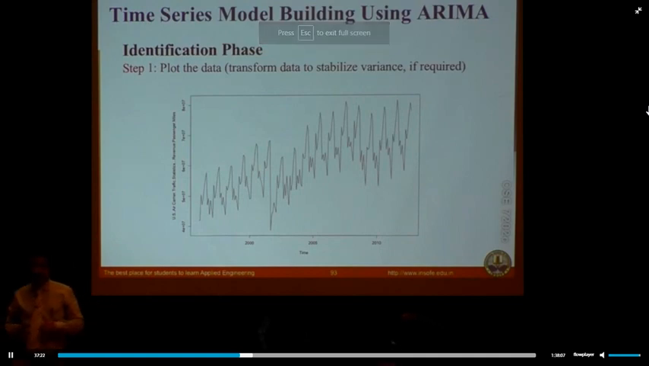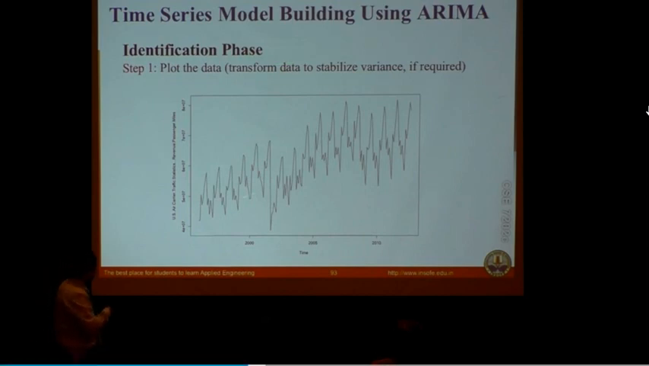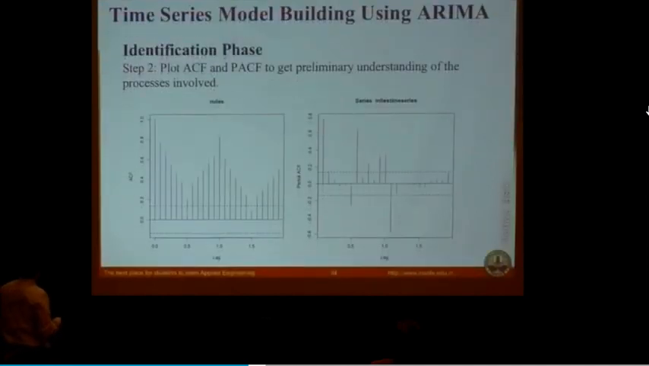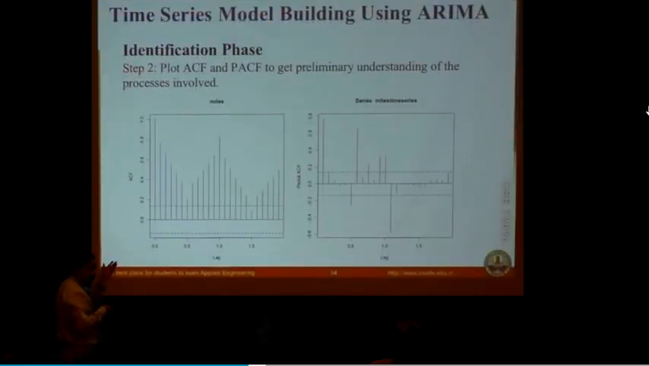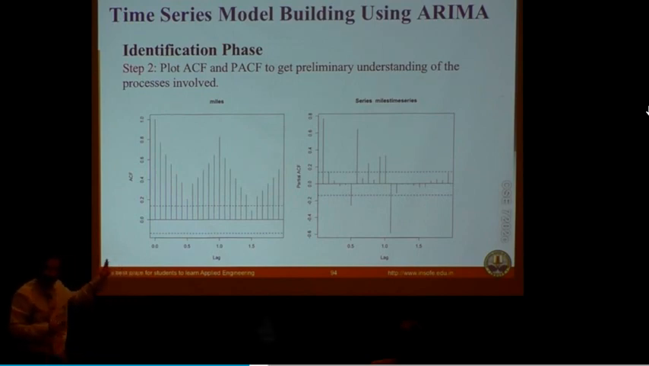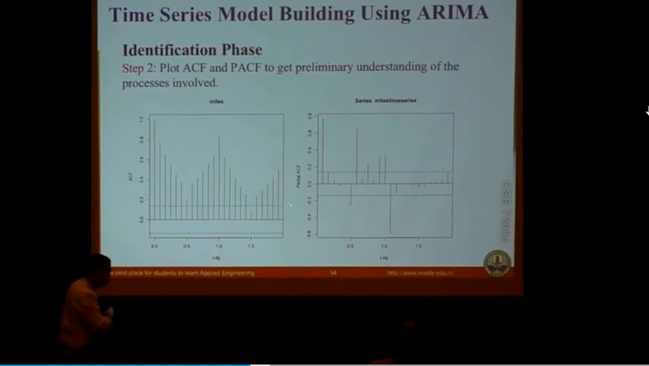First of all, to identify a model, that is the identification phase. Plot the data. This is the plot of the data. Okay, done. That's step 1. Step 2, plot ACF and PACF. First, understand what might be going on, and we saw that in the beginning. We said, yeah, there is seasonality there. There is some trend because ACF is decaying.